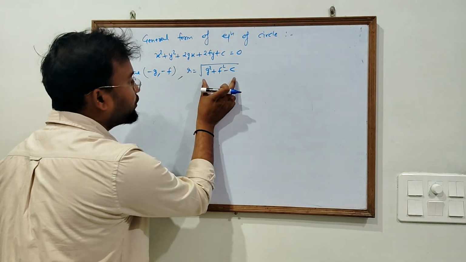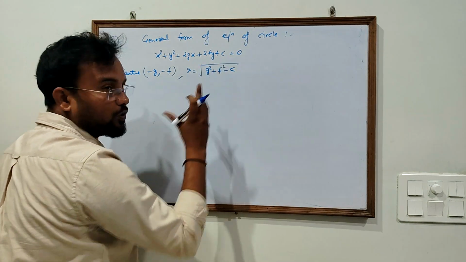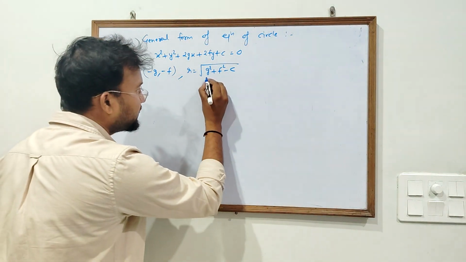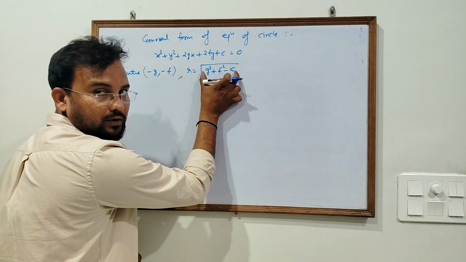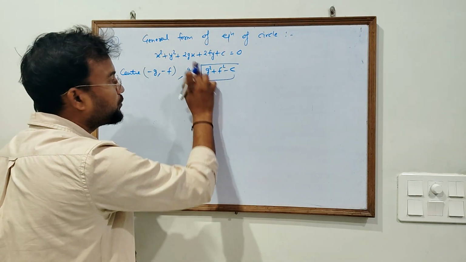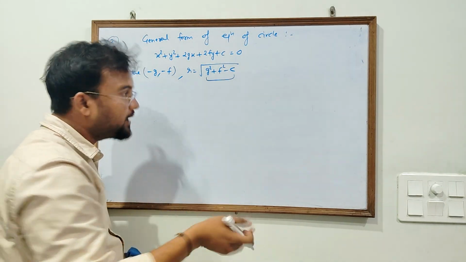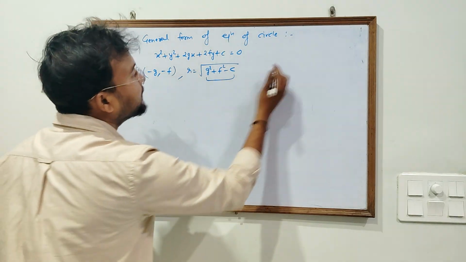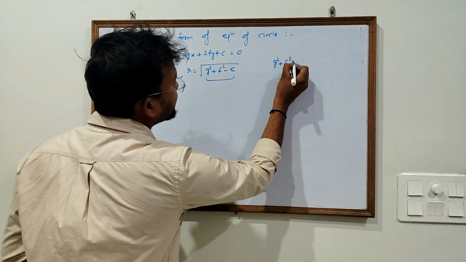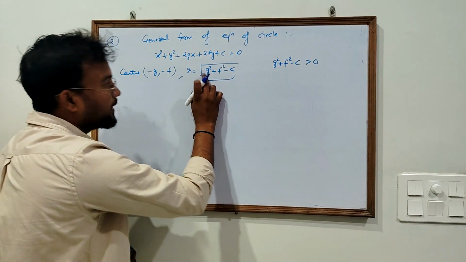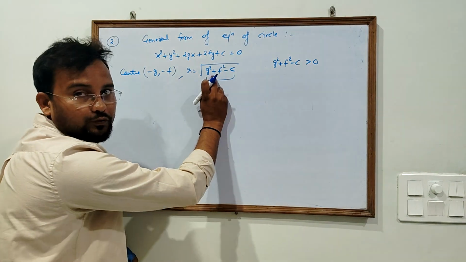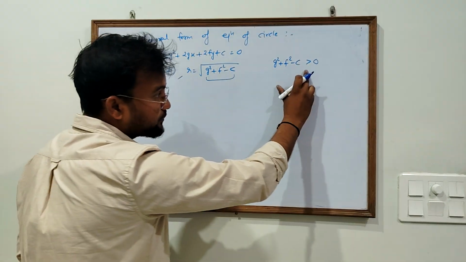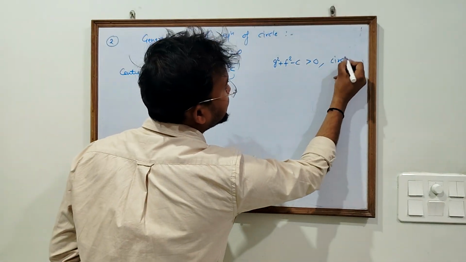Okay bachcho, if I talk about this root part, you always know inside the root the total result should be positive or 0, because root is not defined for the real numbers if the value is a negative number, right? What I mean, see, if g square plus f square minus c is positive, like root 5, root 7, root 4, root 8, so radius will be real or not? If g square plus f square minus c is positive, circle is real.